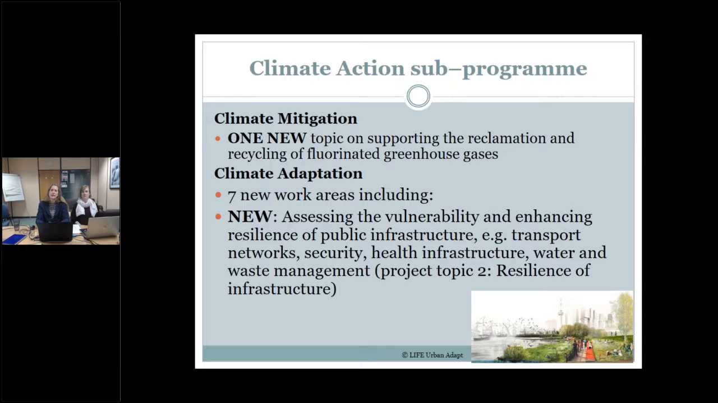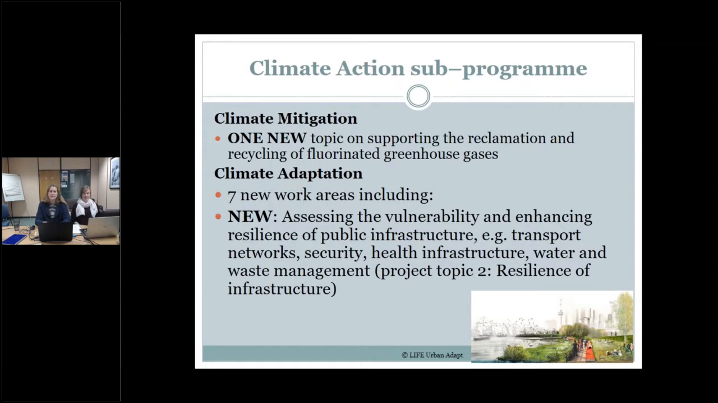So the 2019 call has introduced one new project topic on supporting the reclamation and recycling of fluorinated greenhouse gases. At the end of the life of equipment or products using fluorinated greenhouse gases, it's important that these gases are efficiently recovered and preferably recycled or reclaimed for the reuse and servicing of existing or new equipment. So demonstration or best practice projects supporting and ensuring an efficient recovery, reclamation and recycling of fluorinated greenhouse gases, in particular for HFC blends and mixtures, are encouraged by this call.